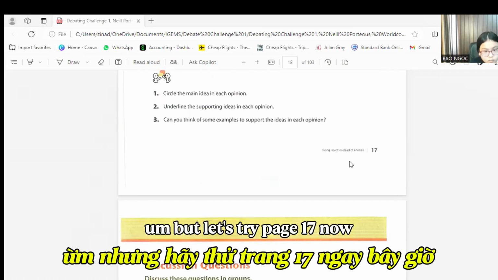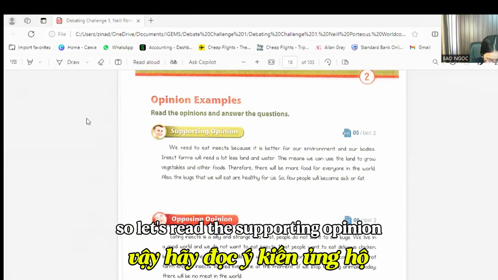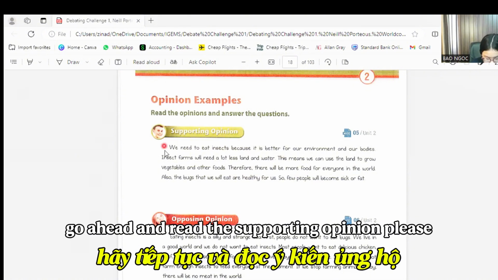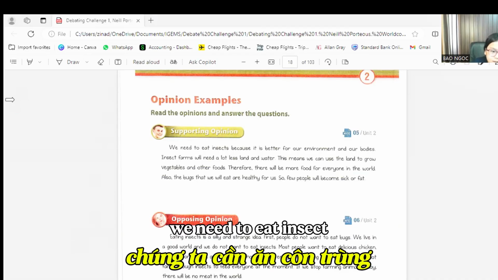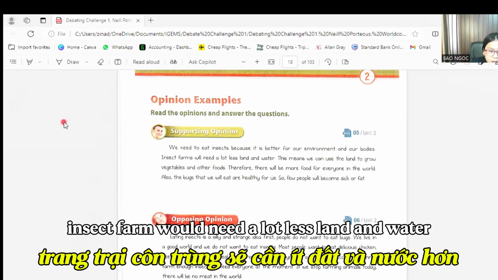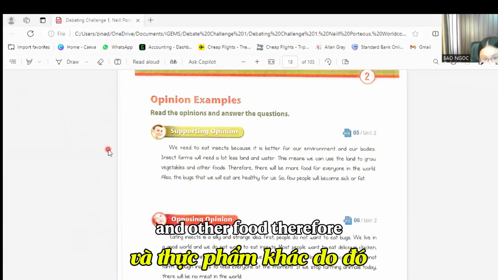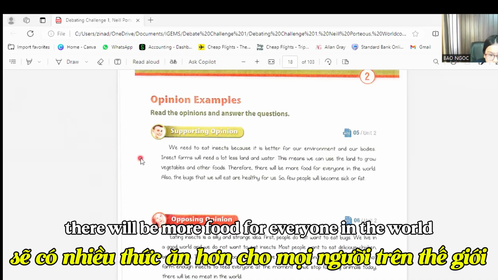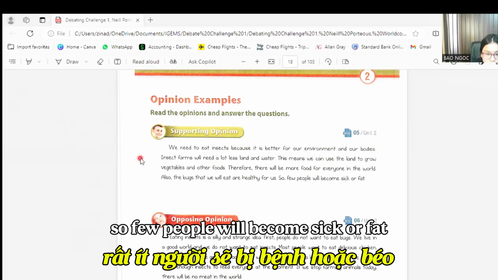But let's try page 17 now. We are going to read the opinions and answer the questions. So let's read the supporting opinion. Go ahead and read the supporting opinion, please. We need to eat insects because it is better for our environment and our body. Insect farms will need a lot less land and water. This means we can use the land to grow vegetables and other food. Therefore, there will be more food for everyone in the world. Also, the bugs that we will eat are healthy for us, so few people will become sick.